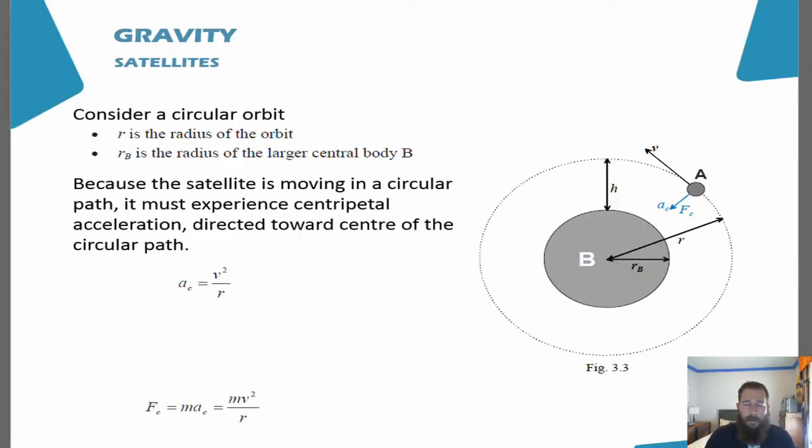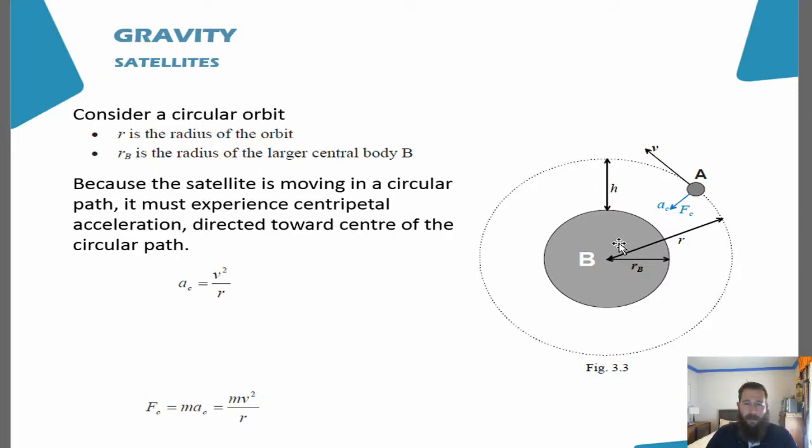Let's consider a circular orbit of a satellite, and we can see that we've got the radius here. Notice the radius, or the distance between the satellite and the other object, is measured from the center of mass of that object to the path. The acceleration is centripetal, meaning it goes towards the center of mass there.